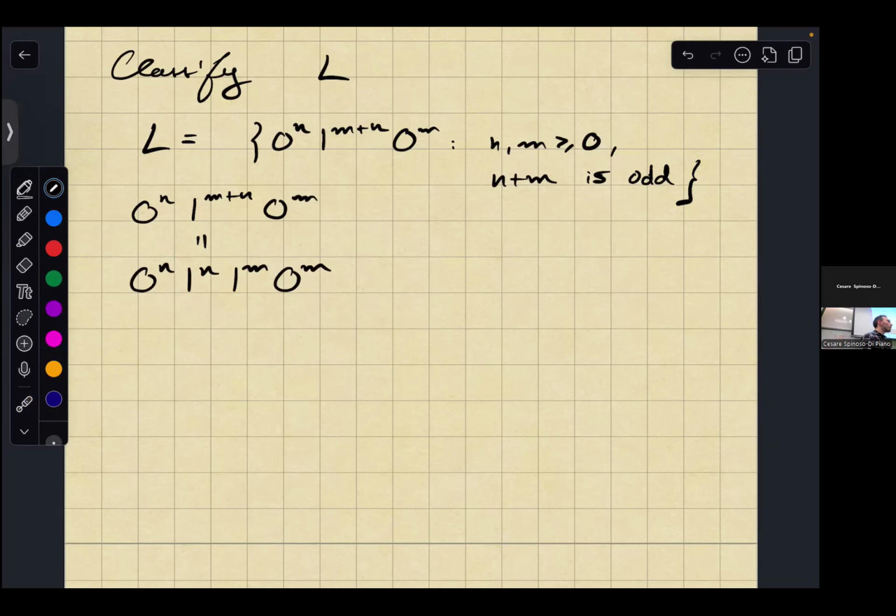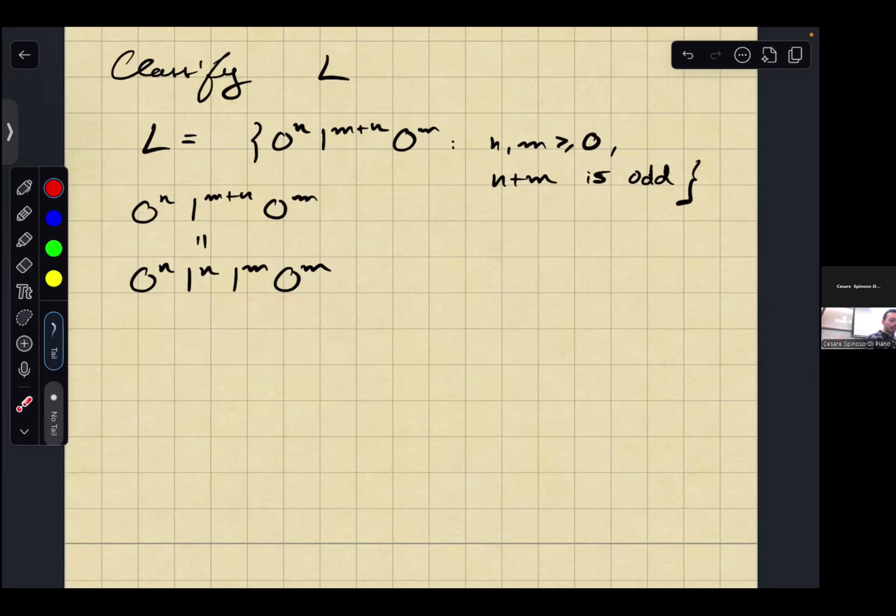And then maybe this is a bit more helpful to analyze, because for sure this can't be regular, because I have to count the number of zeros and then check them with the number of ones. The fact that n plus m is odd doesn't really help reduce the difficulty of this, because I still need a counter, which I don't have with a regular language. But I can use a stack, because I can count the number of zeros, check them with the number of ones, then reset my counter to 0. Once I'm here, I count the number of ones, check them with the number of zeros, right?